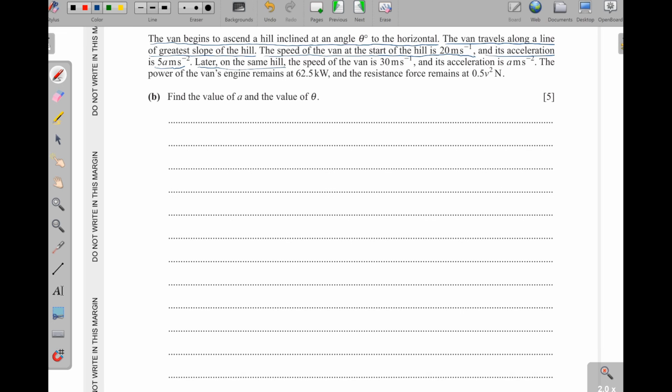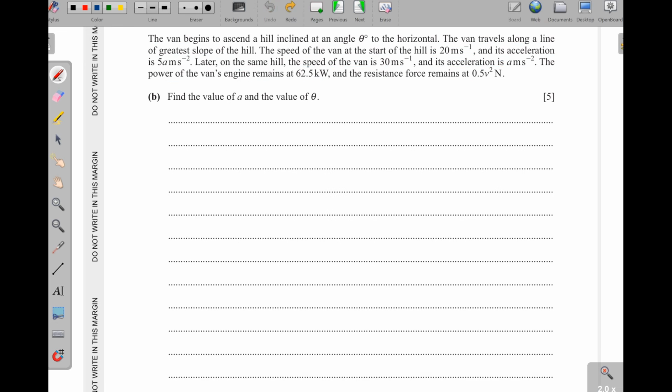Later on the same hill, the speed of the van is 30 meters per second, and its acceleration is a meters per second squared. The power of the van's engine remains at 62.5 kilowatts, and the resistance force remains at 0.5 V squared newtons. Part B, find the value of a and the value of theta.